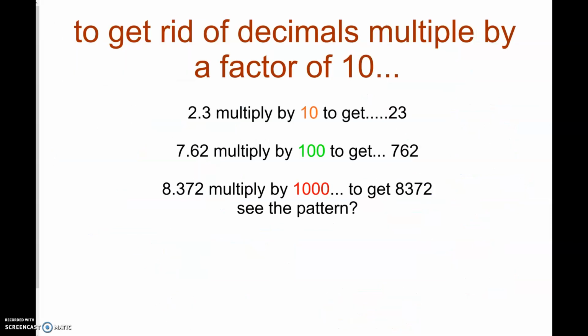All right, so we're also going to work on getting rid of decimals. So how do we get rid of these decimals? We're going to multiply by factors of 10. So if it's 2.3, we only have one place to move that decimal, so we multiply by 10. When it's 0.62, we have to move that decimal 2 places, so we multiply by 100. In this case, we have to go to the 3, to the 7, to the 2, so we have to multiply by 1,000 to do that. So hopefully you understand that pattern.